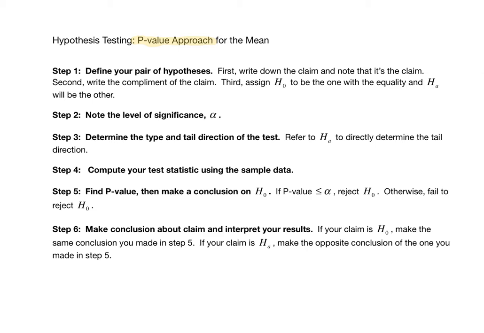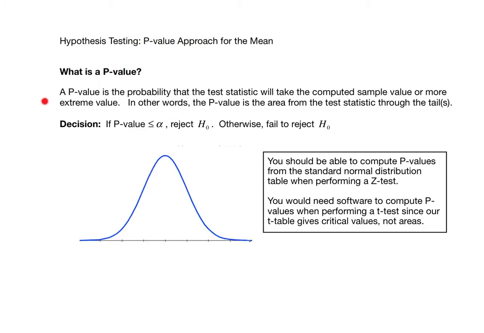So if we're going to do the p-value approach, the first thing that's needed is an understanding of what a p-value is. Let's take a look at that. Here is the definition of a p-value. A p-value is the probability that the test statistic will take the computed sample value or more extreme value. In other words, the p-value is the area from the test statistic through the tail.